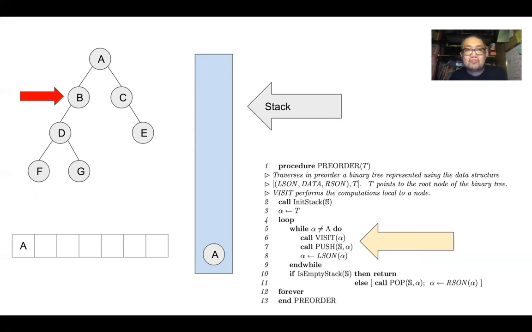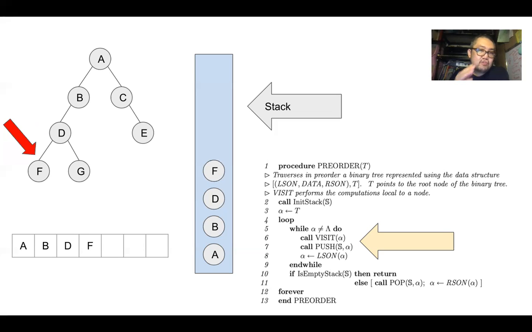For node B, we visit it and then we push it to the stack. For node F, we visit it and then we push it to our stack. However, since the left of F will be empty, we pop F and we go to the right of F, which is also empty.